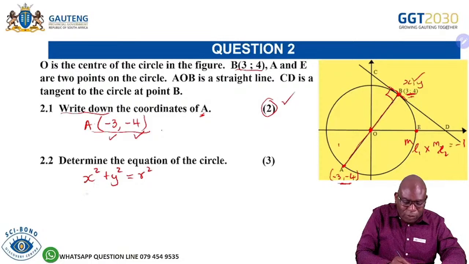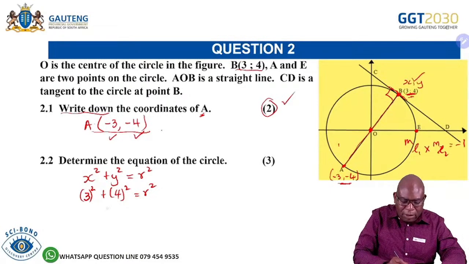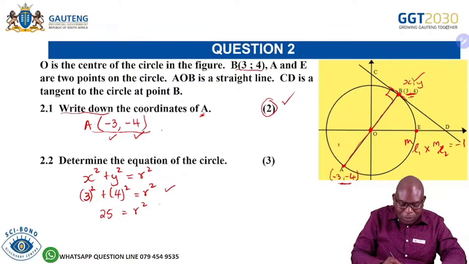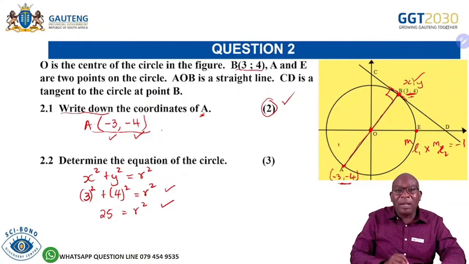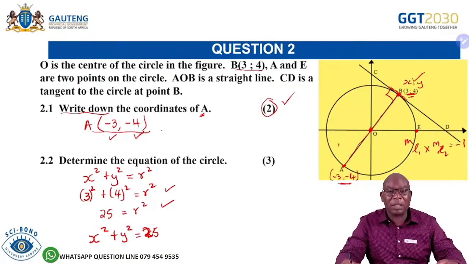So now, 3 squared plus, put brackets, 4 squared equals r squared. I don't know what r is. Then I'll say 9 plus 16 will be 25. My r squared is 25. So already I've got a substitution into correct formula. And I've got my value of r squared. What do I need now to get 100% on that question? I need to write down the equation. x squared plus y squared equals 25. Because they said you must write down the equation of the circle.